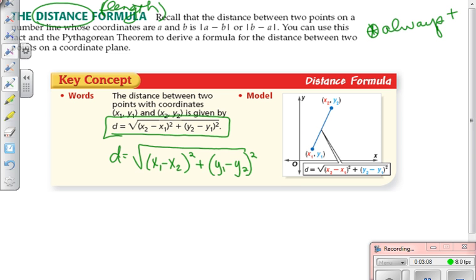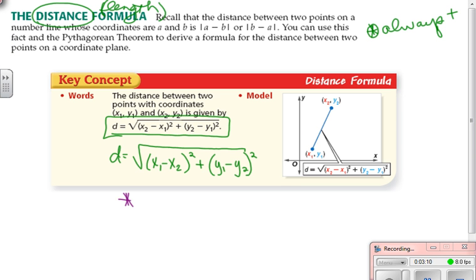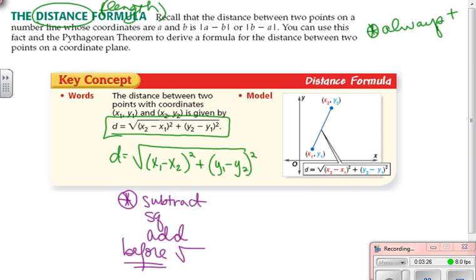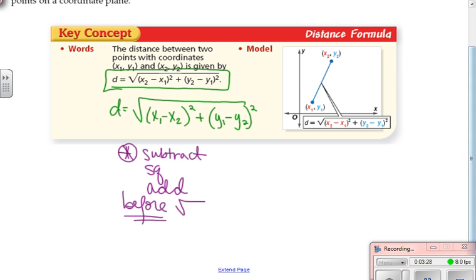Remember your order of operations. You need to subtract. You need to square, then you need to add before square rooting. You have to complete all of those operations.